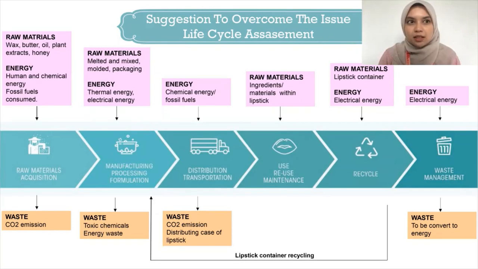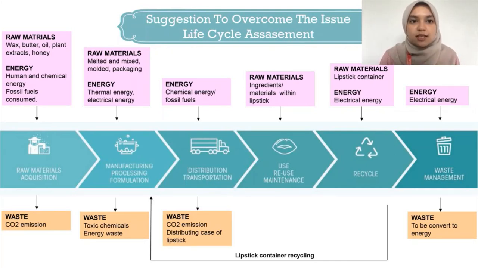Firstly, the raw materials are wax, butter, oil, plant extract, and honey. The energy used is human and chemical energy, and fossil fuel is consumed. The waste produced is carbon dioxide emission. Next, manufacturing, processing, formulation. The raw materials are melted, mixed, molded, and packaged. The energy used is thermal energy and electrical energy. The waste produced is toxic chemicals. It is from the ingredients themselves and energy waste.